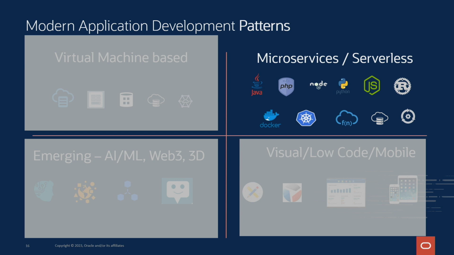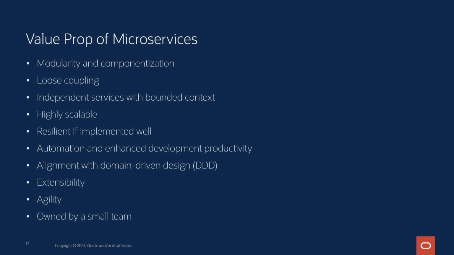So let's look at the next pattern, microservices and serverless. Microservices architecture, what is the value prop? Why are people using microservices? Let me set the context here. Microservices are small, independent, loosely coupled applications with bounded context. And that is very important, bounded context.